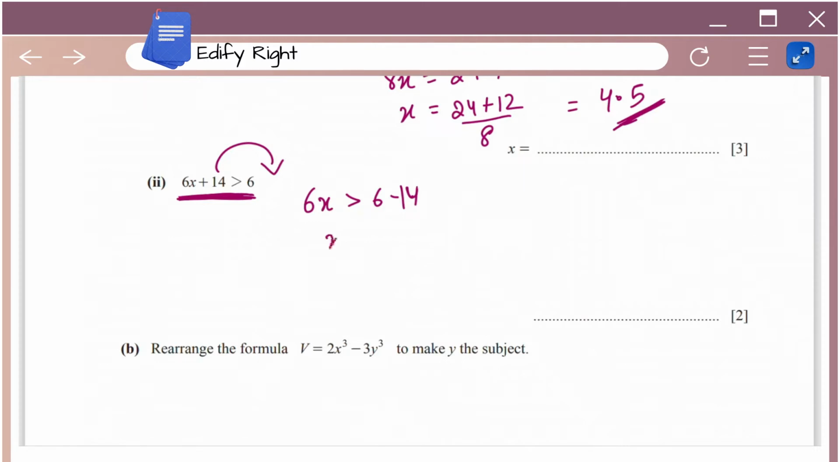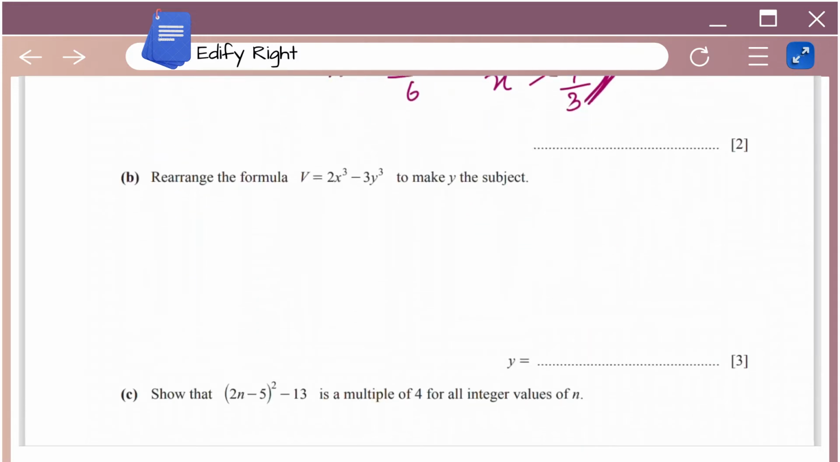So that would be x greater than (6 minus 4) upon 6. And when you solve this, you get x greater than minus 4 upon 3. That's the value of x. It can be any value greater than minus 4 by 3.